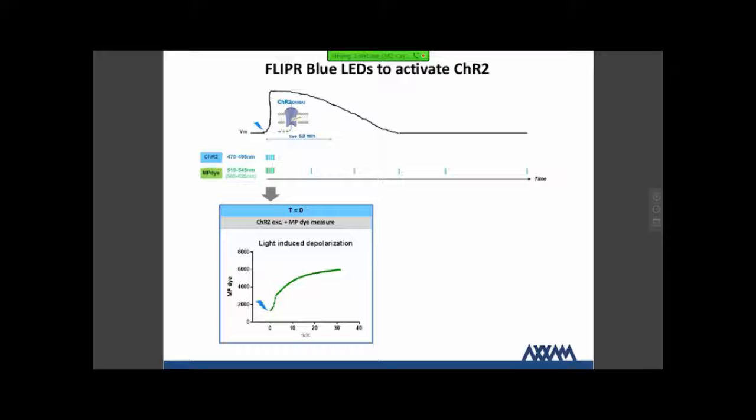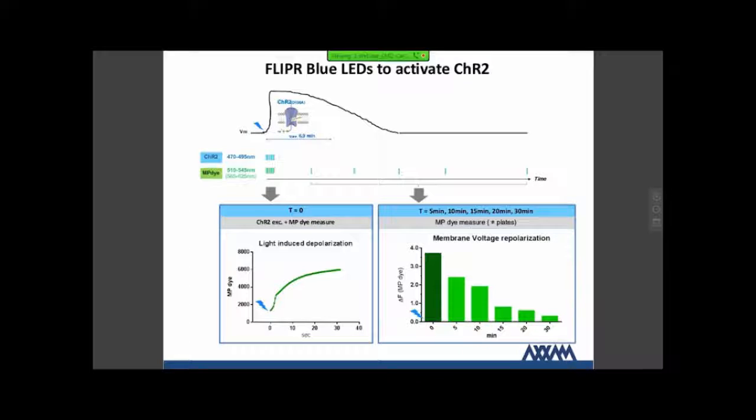You can see here the increasing fluorescence of the membrane potential sensitive dye. And we also characterize the kinetic profile of this depolarization because we also measure over time the value of the fluorescence of the membrane potential dye. For example, after 5, 10, 15, 20, and 30 minutes after the first blue light stimulation, you can see that the membrane voltage progressively repolarized, and this was consistent with the kinetic properties of the Channelrhodopsin.